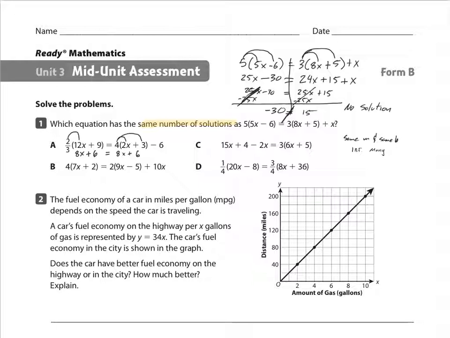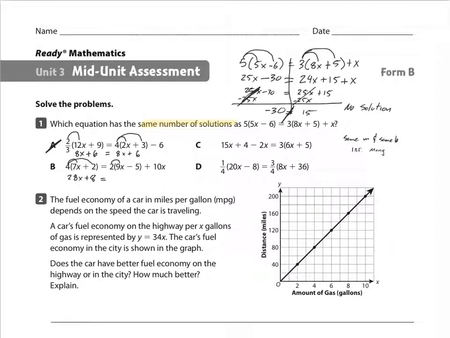Now, in this case, this is not going to be our option. We're looking for one that gives you no solution. Now, let's jump into B. We have 4 times 7x, and that's going to give you 28x. And 4 times 2, that's going to give you 8. Now, next one is going to be 2 times 9x.